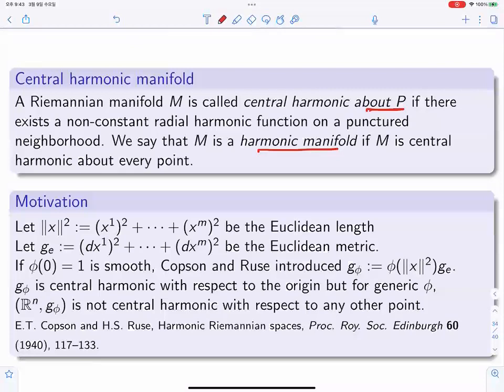So the examples of harmonic manifolds were the rank one symmetric spaces or the Damek-Ricci spaces, but we want to build what is a centrally harmonic manifold. If you assume central harmony, then the phenomenon is very different. So I want to look at it. The motivation goes back to the Copson and Ruse paper. The norm of x is the Euclidean length, and g_E is the Euclidean metric.